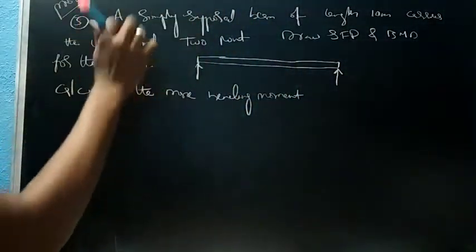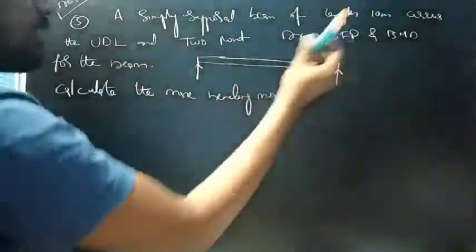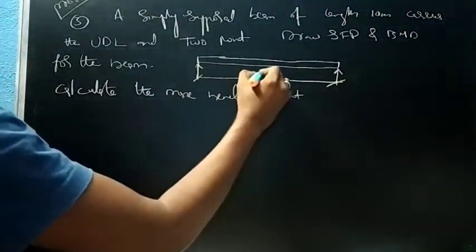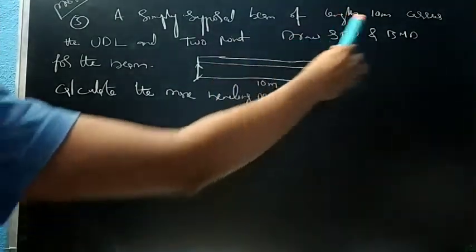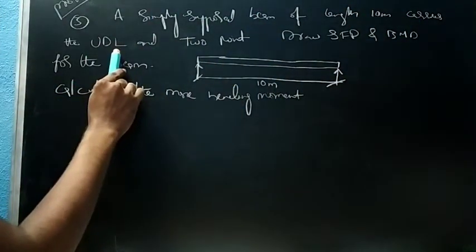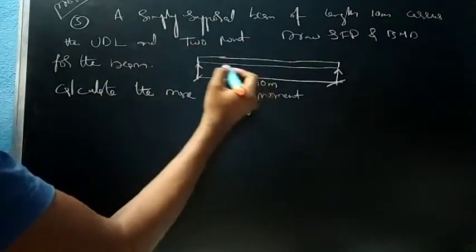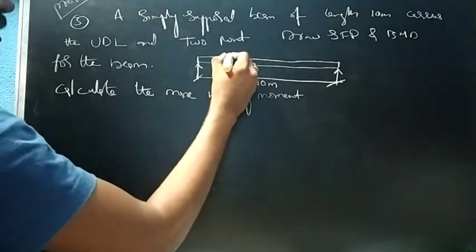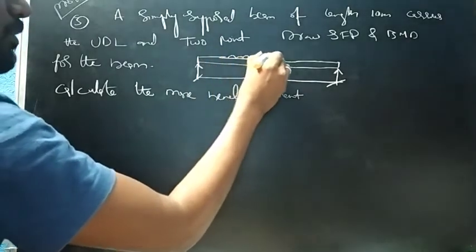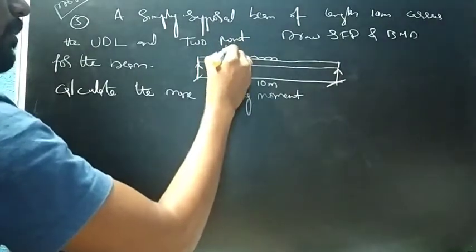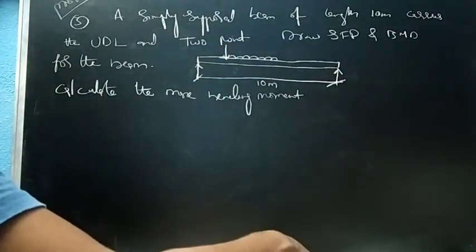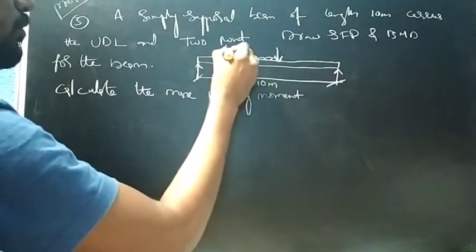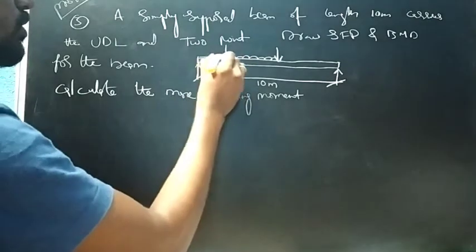So the question is given a simply supported beam of length 10 meters. So the length of the beam is given, that is a total of 10 meters, carrying a uniformly distributed load and 2 point loads. The diagram will be given in the question. So that is a uniformly distributed load as well as point loads, right? 2 point loads. It's a combination of uniformly distributed load as well as concentrated load.